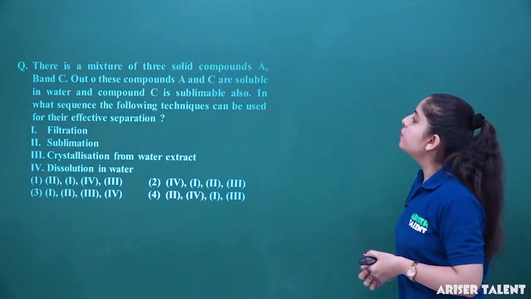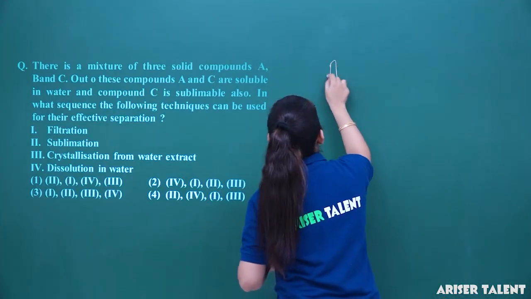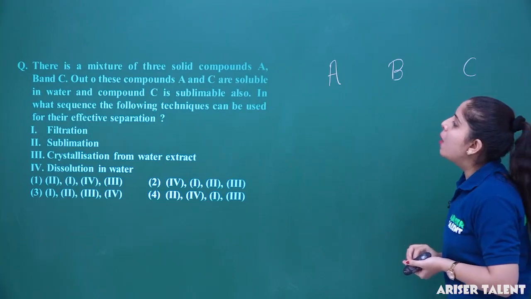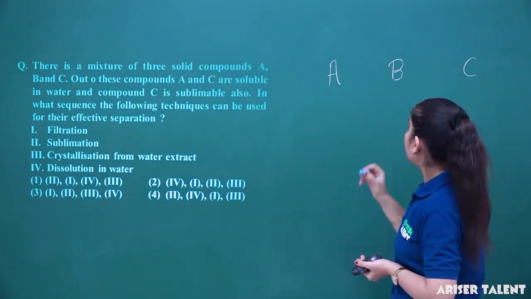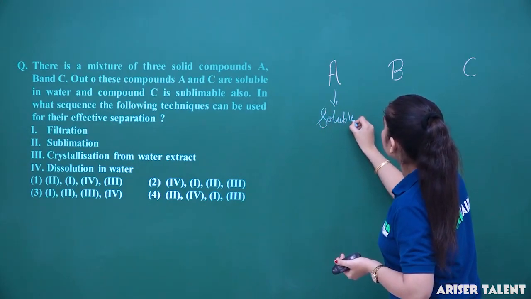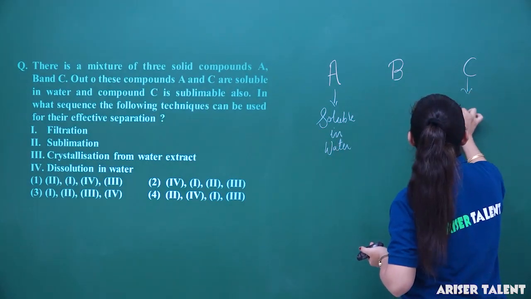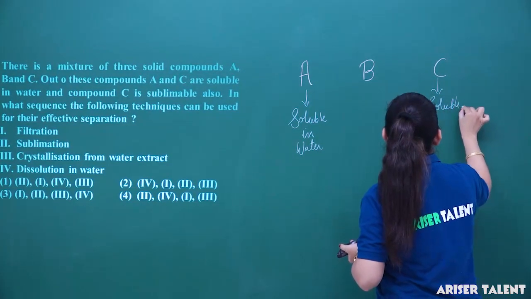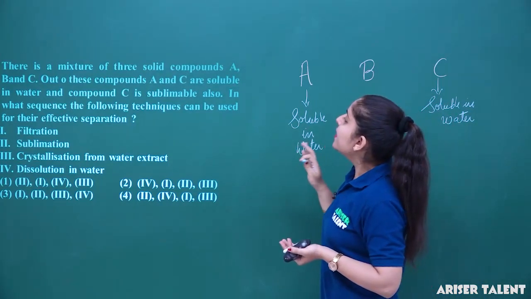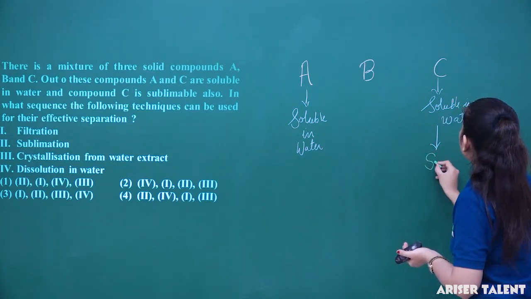There is a mixture of 3 solid compounds A, B and C. So what are we given? We are given 3 compounds A, B and C. Out of these compounds, A and C are soluble in water. So I can write that A is soluble in water and C is also soluble in water. Now, C is sublimable also. So the compound C is sublimable also.